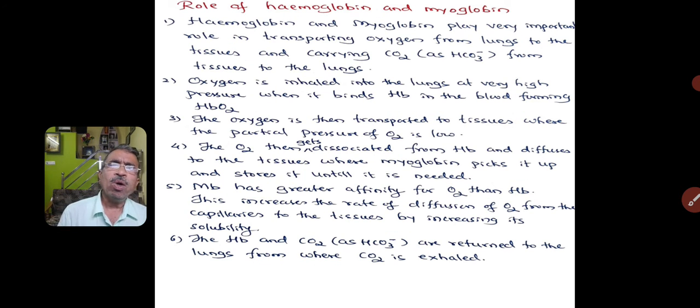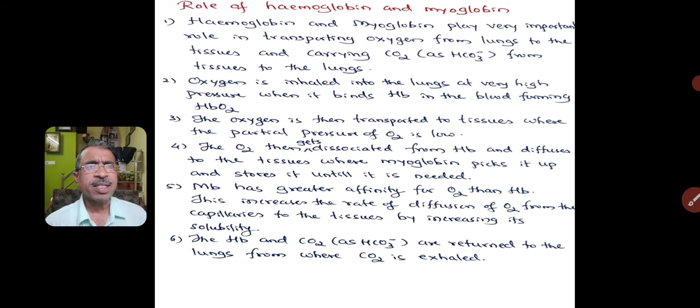Coming to the role of hemoglobin and myoglobin. Hemoglobin and myoglobin play a very important role in transporting oxygen from lungs to the tissues and carrying carbon dioxide as a bicarbonate ion from tissues to the lungs. Oxygen is inhaled into the lungs at very high pressure, where it binds hemoglobin in the blood, forming oxyhemoglobin, that is HbO2.